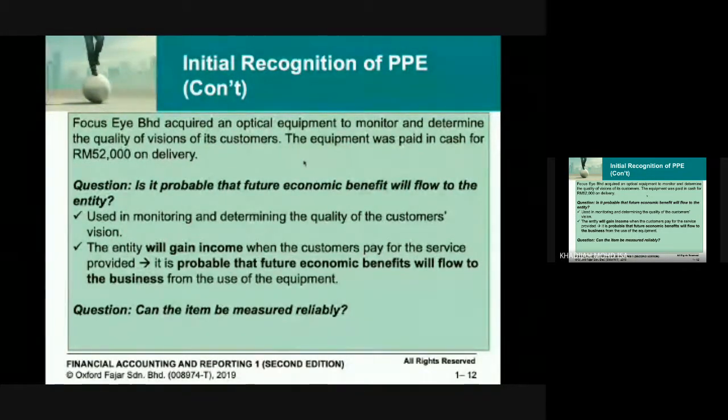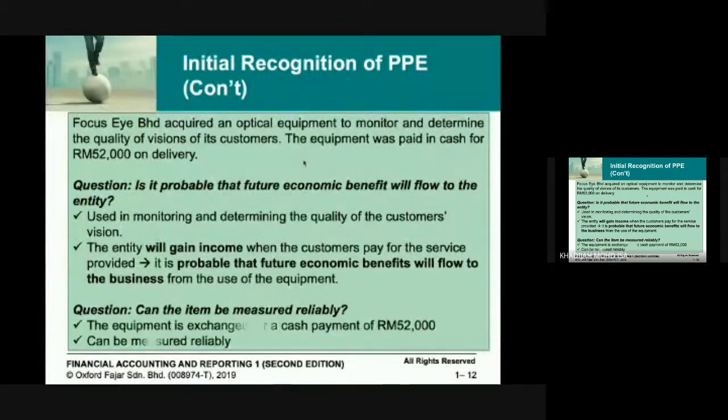Can the item be measured reliably? All right, how do you measure? So if you want to record this transaction as your asset, your PPE, how are you going to measure? Because in this case, you are given the value: the equipment was paid in cash for 52,000. So that value, 52,000, is the measurement used for the cost of the asset.